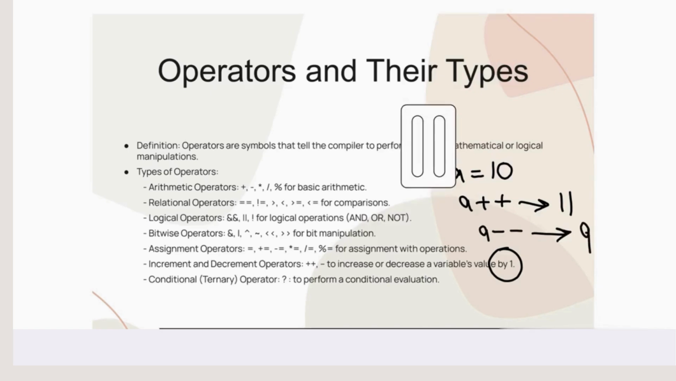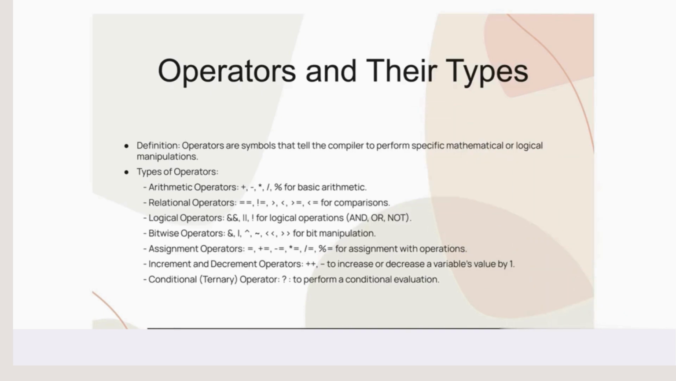There are different modes of using these increment and decrement operators like pre-increment and post-increment. We will see it in further lectures. And another type of operator is the conditional operator, also known as the ternary operator, and it uses the combination of question mark and colon. It is used for conditional evaluation purpose. So these are the main types of operators available in C: arithmetic, relational, logical, bitwise, assignment, increment or decrement, and conditional operators.